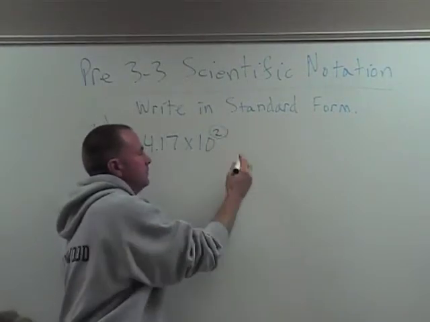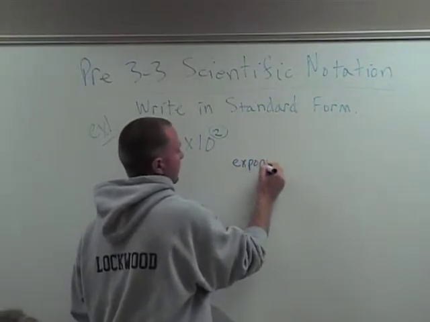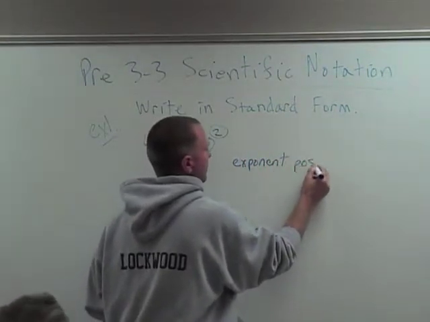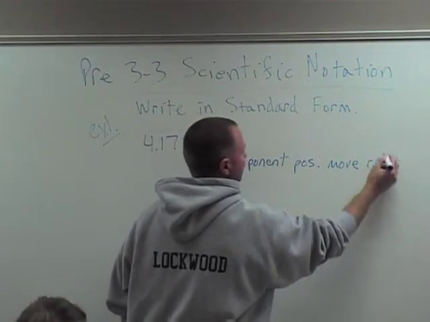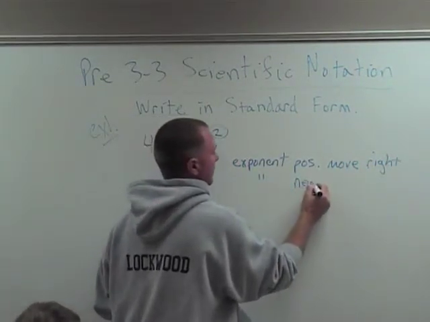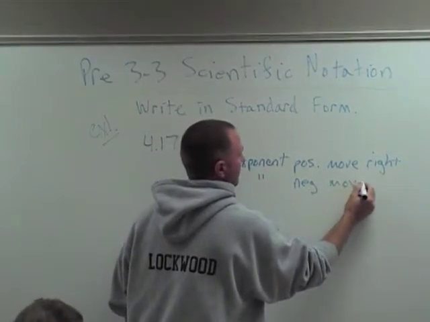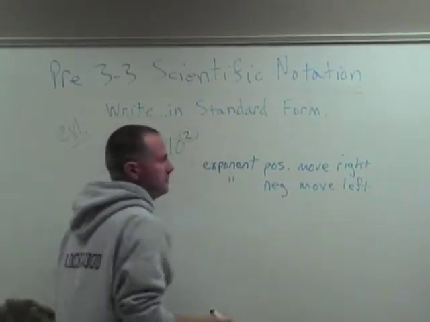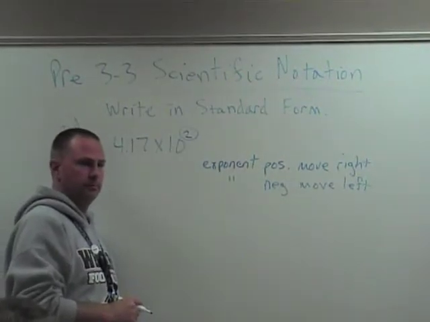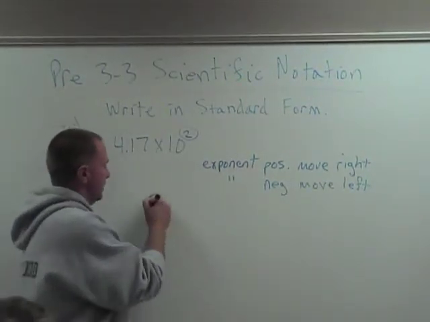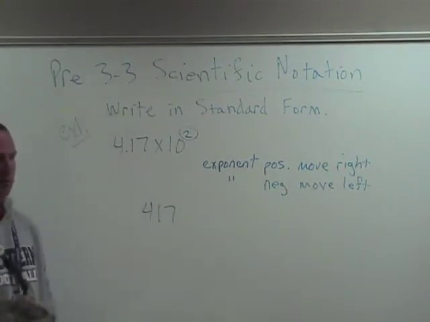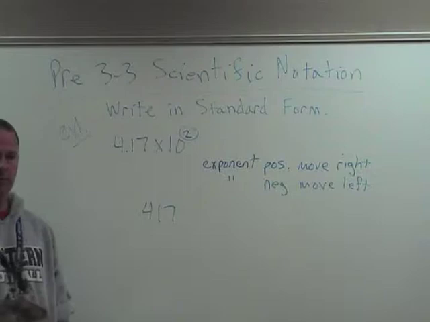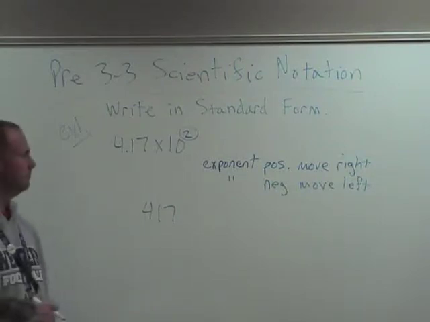Here's the key. Exponent is positive, move right. If the exponent's negative, move left. Alright, so the answer is 417. That's a standard notated number. Standard number. 417. Okay?